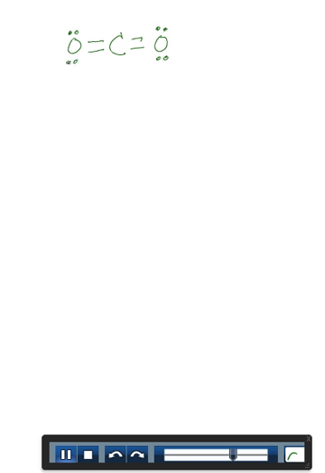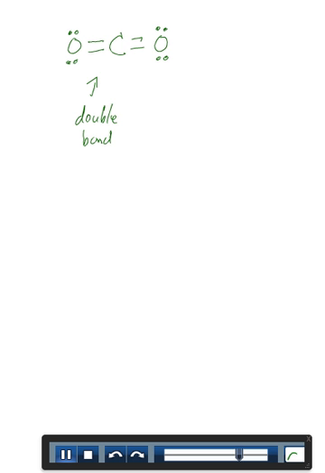Okay, we see here that carbon and oxygen have 2 bonds between them. This is called a double bond, meaning 2 bonds between the 2 atoms. So a double bond is stronger than a single bond.